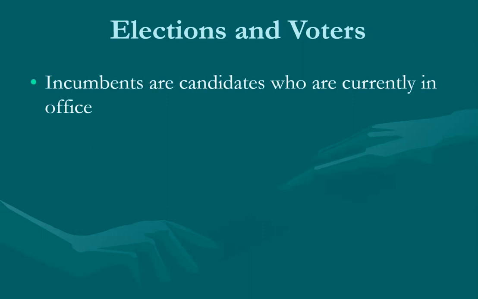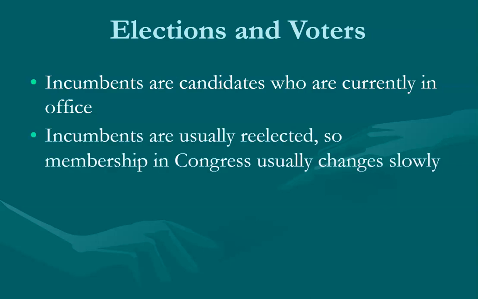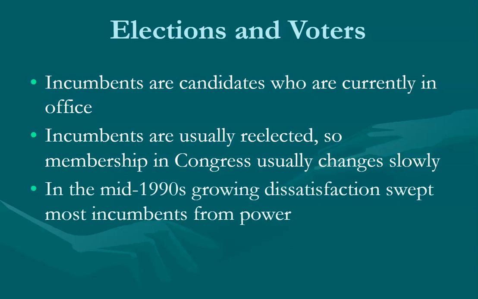Incumbents are candidates who are currently in office. So the current president is called the incumbent. Now, incumbents are usually elected, so membership in Congress usually changes slowly, but that doesn't always happen. In the mid-1990s, for example, growing dissatisfaction swept most incumbents from power. It was called the Republican Revolution, and it was the first time the Republicans had taken control of both houses of Congress in 30 years at that point.